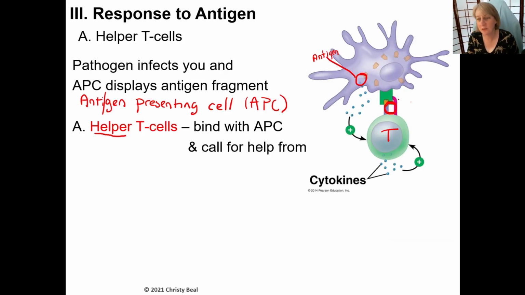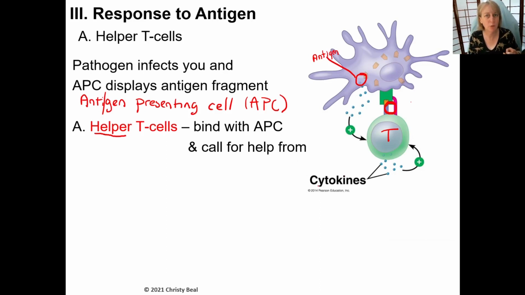When they lock together right here, and I'm leaving out some words here, so if you've learned this before, I'm trying to leave out some of the names of the proteins. But as they bind together, the actual binding causes the T cell to respond. It changes what it does. And what it does is it releases cytokines.